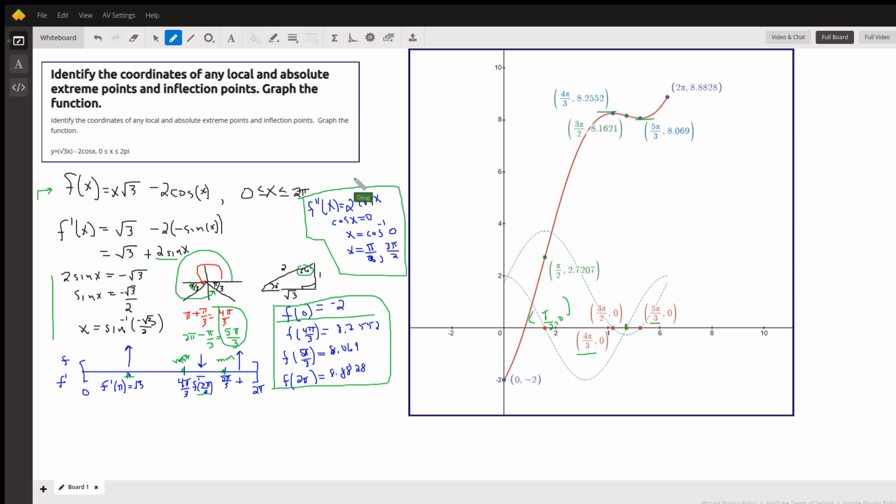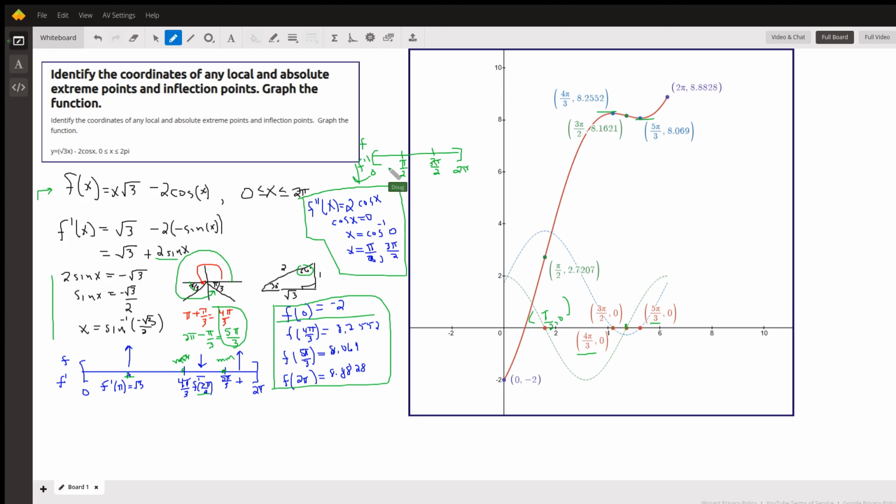And points of inflection, the second derivative is 2 cosine of x. That equals 0 when x is pi over 2 or 3 pi over 2. So to apply the second derivative test, you'd put those hypercritical numbers, pi over 2 and 3 pi over 2, on a number line. Here's the 2 pi and the 0. Pick a number, so the sign of f double prime in each interval will tell you what f is.